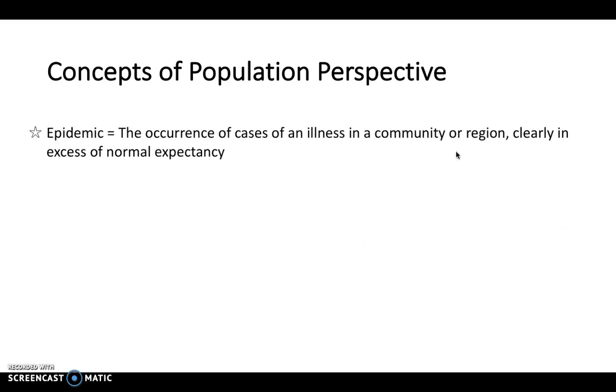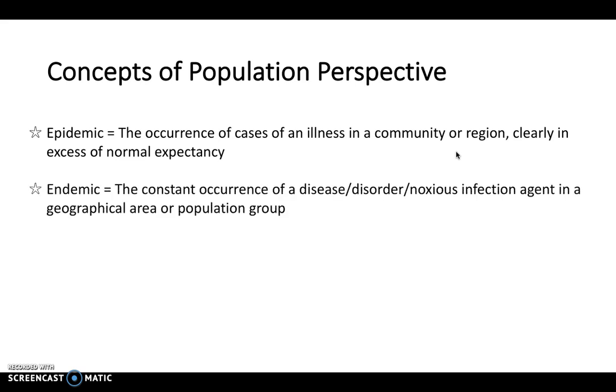Now, three other concepts that I'd recommend becoming familiar with are endemic, epidemic, and pandemic. So an epidemic is the occurrence of cases of an illness or disease in a community or region that is clearly in excess of the normal expectancy. So the amount of cases that you'd normally expect, it's a sudden surge and more of them. An endemic, however, is the constant occurrence of these cases in a certain area or population group. So describing the difference between an epidemic and an endemic, well, an epidemic is a sudden increase above what you'd normally expect, and an endemic is something that's been going on for a while and it's constantly occurring in that specific population or geographical area.